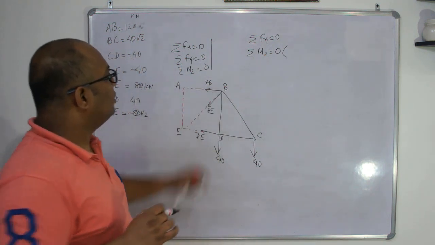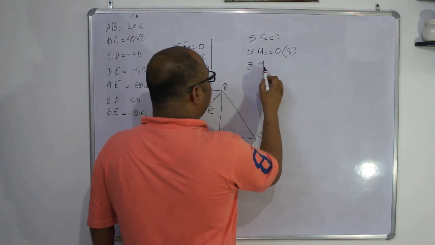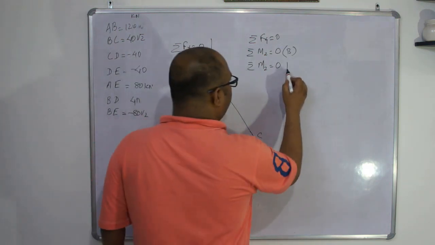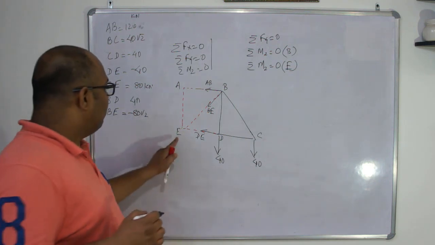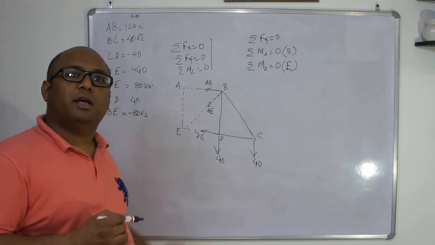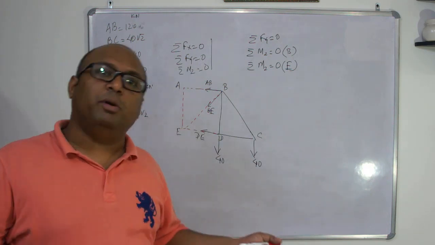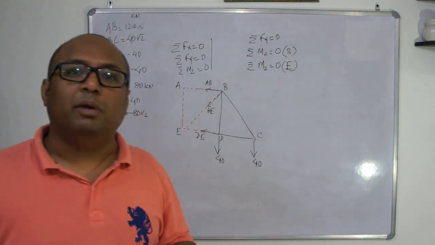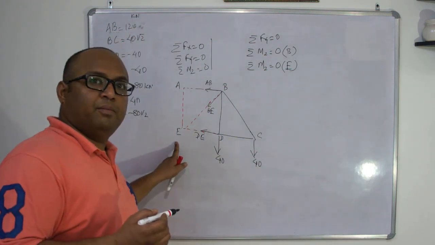Taking moment of all the force about B. And the third equation again a moment, taking moment of all the force about E. Some of you had asked while I was teaching in the class, why we are taking moment about E? E does not exist. There is no member over here. But we can take moment about any point. Is that okay? We can take moment of force or forces about any point.